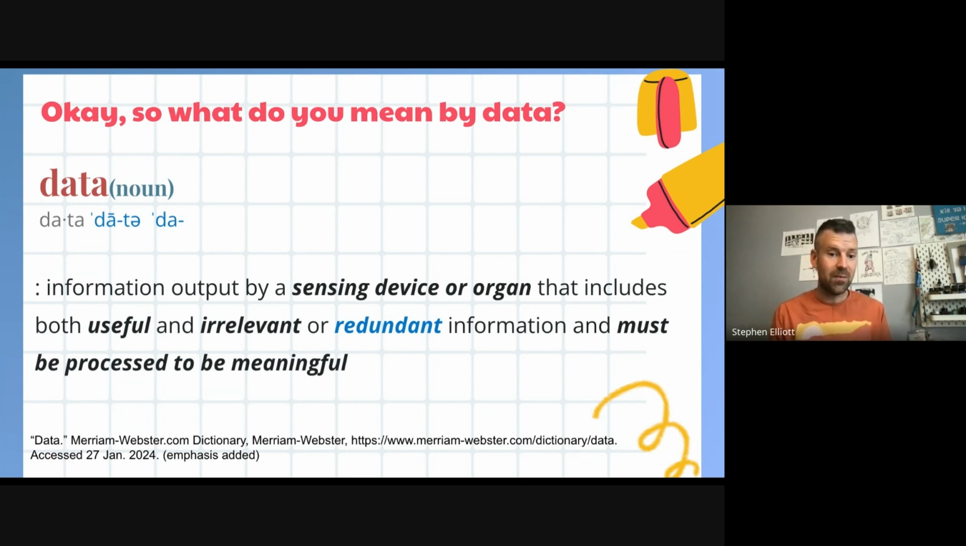Information output by a sensing device or organ that includes both useful and irrelevant or redundant information and must be processed to be meaningful. So I like that this definition includes redundant and irrelevant information in the definition because you will always have more information than you want.